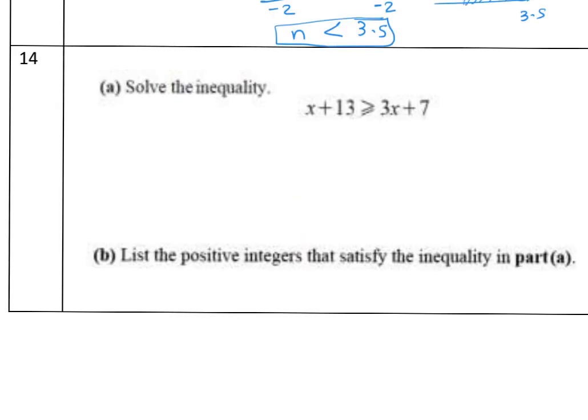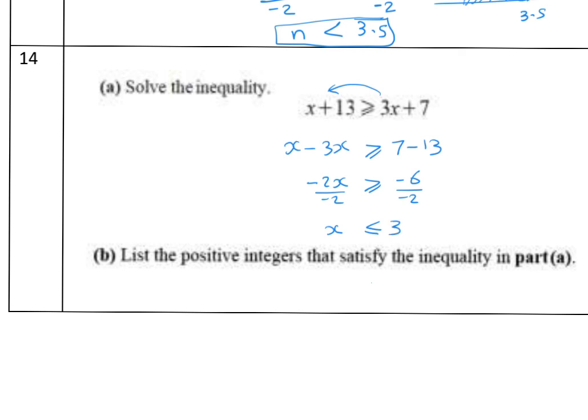Okay? Solve the inequality, x plus 13 more than or equal 3x plus 7. Okay? You can put x on one side, so x minus 3x more than or equal 7 minus 13. So negative 2x more than or equal negative 6. Divide by negative 2, divide by negative 2. Same. When we divide by negative, flip the sign. So x less than or equal 3.